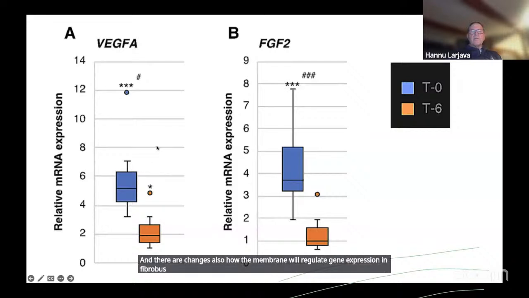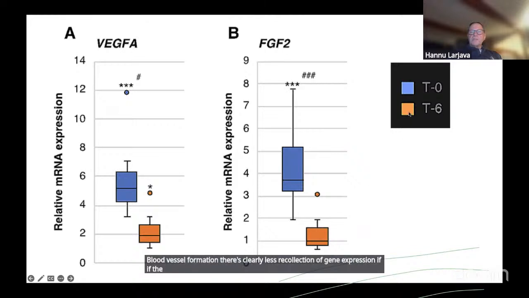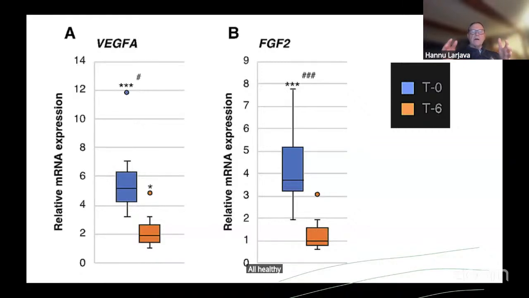So if you look at a couple of these molecules, such as VEGF and FGF2, that, for example, regulate angiogenesis, blood vessel formation, there's clearly less regulation of gene expression if the tube sits on the bench 6 minutes before you centrifuge. Again, there is fairly large individual variation. And that's what we see throughout these studies, and we don't know why, one person's, and these were all healthy people and relatively young, why there's such a big variation in these membranes.